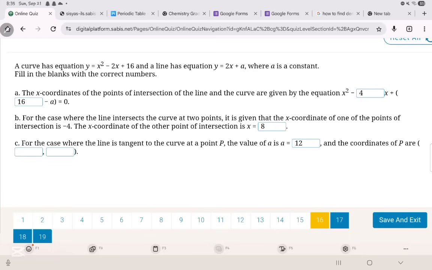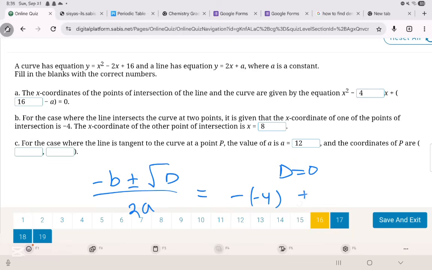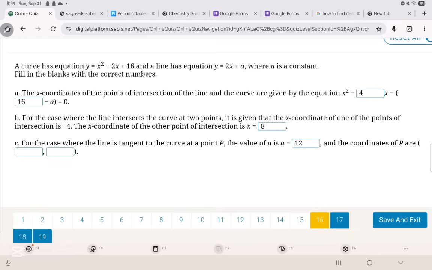You already have the discriminant, which is 0. So now you will apply that: minus b plus or minus radical discriminant over 2a. So in this scenario, it's minus minus 4, so 4, plus or minus radical 0, which is 0, over 2a. So over 2 times 1, which is what? 4 over 2, which is 2. So now we have what? We have the value of our x.